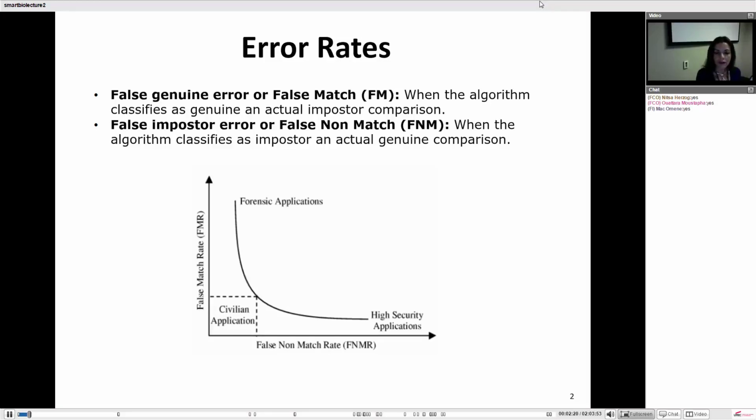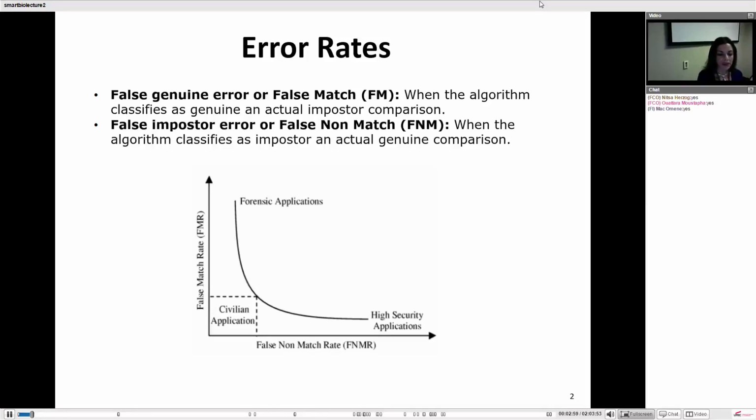Then we can define the false match rate. So false match and false non-match are the two kinds of errors, and then we define the rate to evaluate the system. False match rate is the proportion of impostors that are wrongly accepted with respect to the total number of impostors that try to access the system, right? And then we have the false non-match rate, the proportion of the genuine users that are wrongly rejected with respect to the total number of genuine users that attempt to use the system.